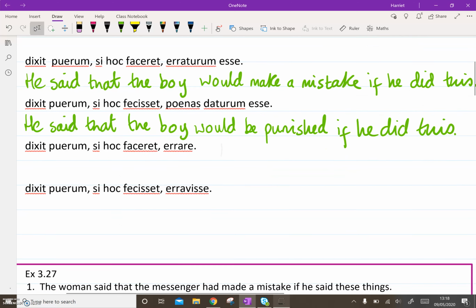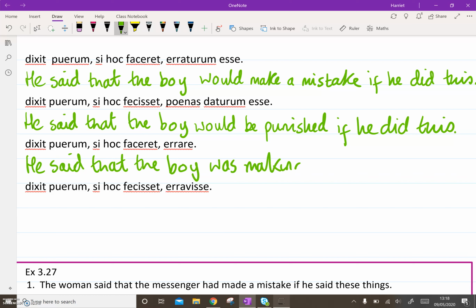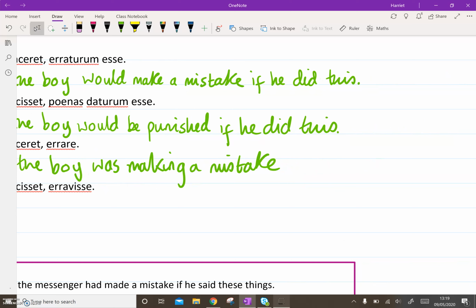Okay, third example. He said that the boy was making a mistake, errare, after a perfect tense verb. Si hoc faceret, if he was doing this. So it becomes way simpler when the future infinitive isn't involved.